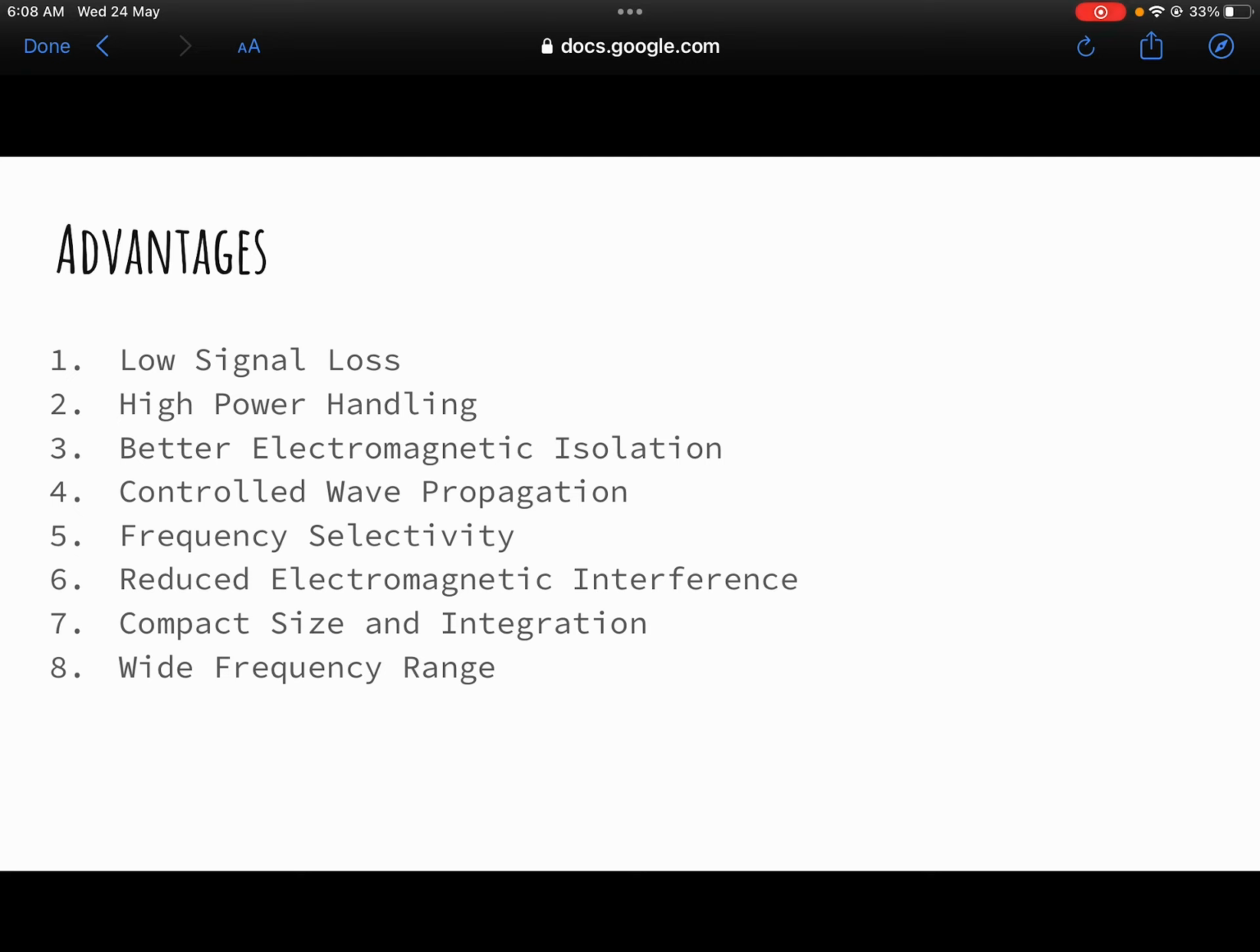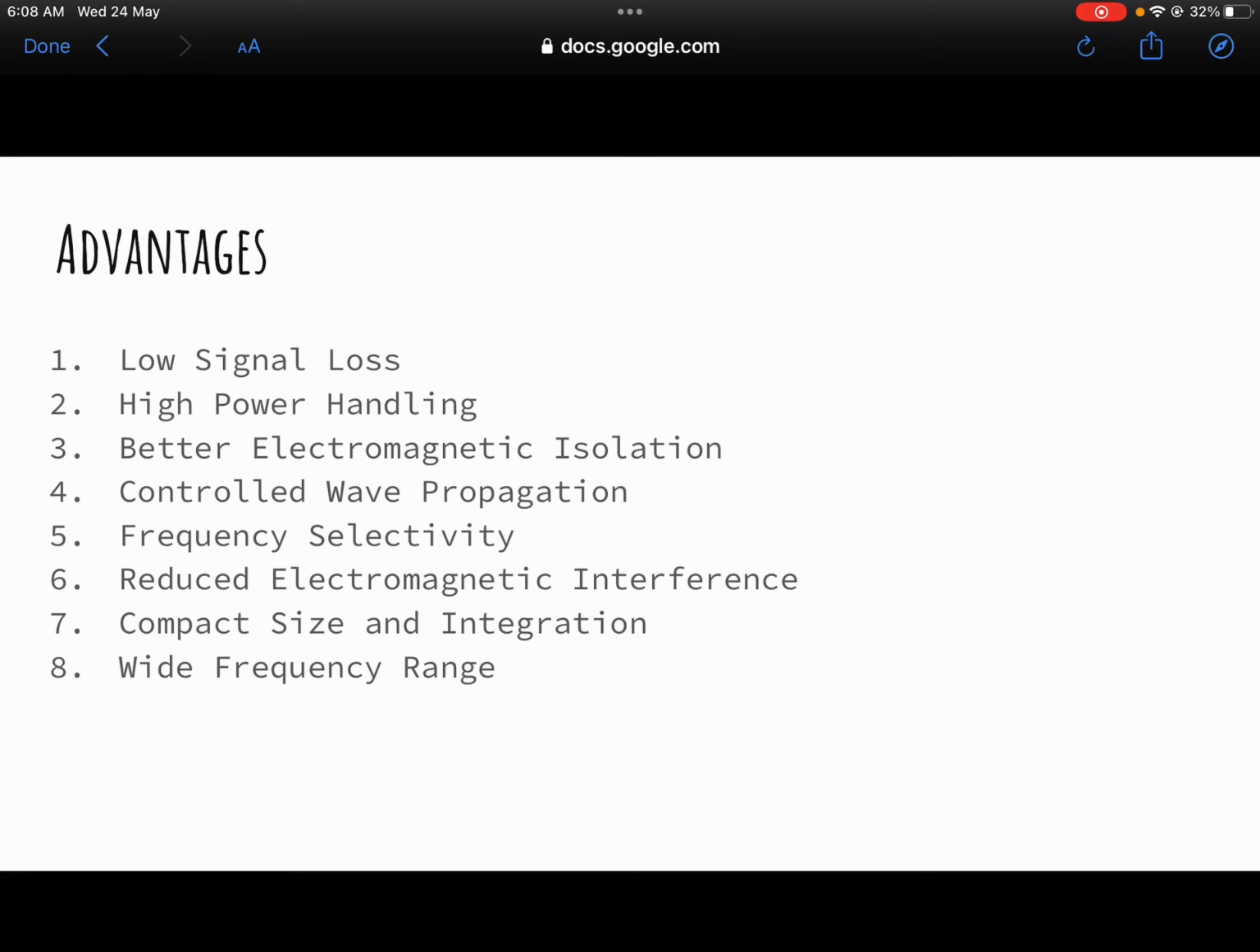High power handling. Waveguides are capable of handling high power electromagnetic waves without significant degradation. The confined structure of waveguides allows for efficient energy transfer and reduces the risk of power loss due to radiation or resistance, making them suitable for high power applications.